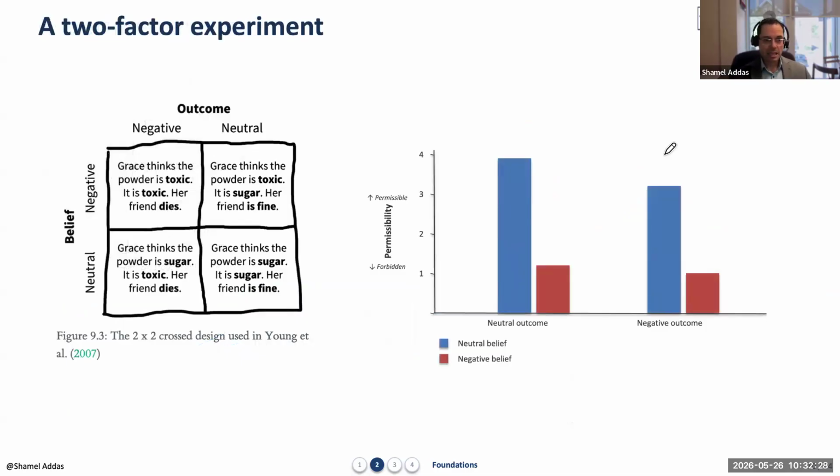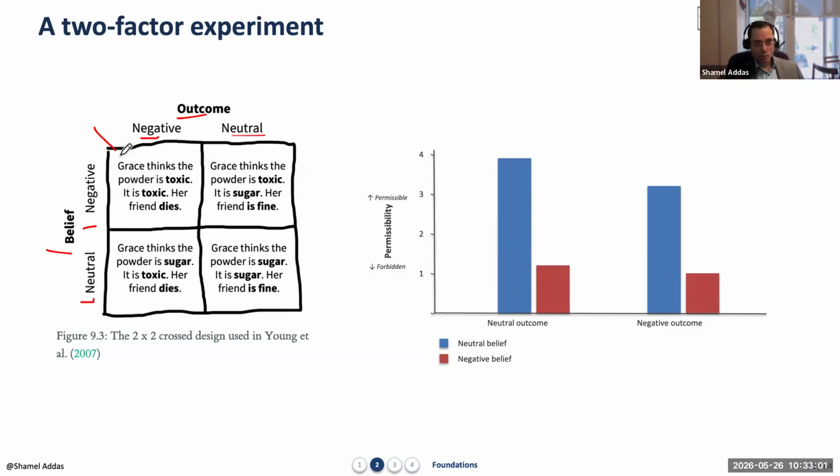So let's look at a simple example here. This is from Young et al., like a typical example used to show a 2-factor experiment. So here we have 2 factors, belief and outcome. So belief could be neutral or negative, and outcome could be also negative or neutral, okay? So those were the manipulations. People were assigned to one of 4 possible groups. And the scenario here is that it's a vignette study. So you read the scenario and then you make your judgment, okay?